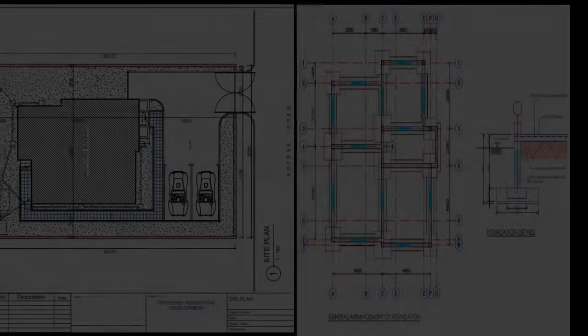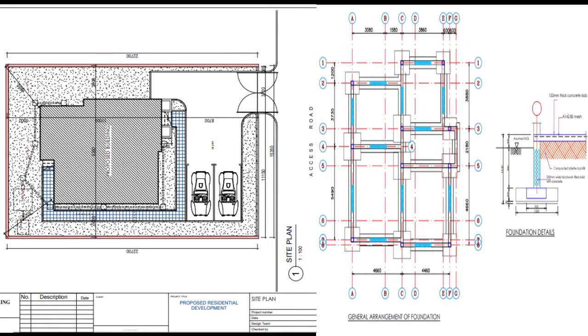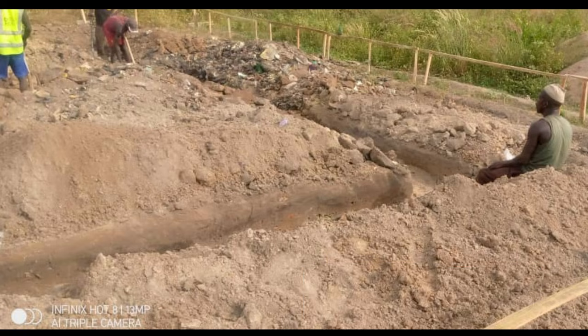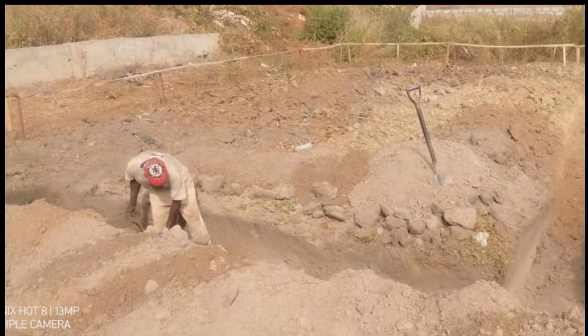We need the architectural drawings to establish the exact location of the building relative to other features like the fence or the boundary of the site. And we use the structural drawings to establish the width and depth of the foundations to be excavated. After the setting out, the next thing is the excavation, which is the digging of the foundation. As I stated earlier, the dimensions of the digging will be shown in the structural drawings. In this building, digging was done by hand using diggers and shovels.